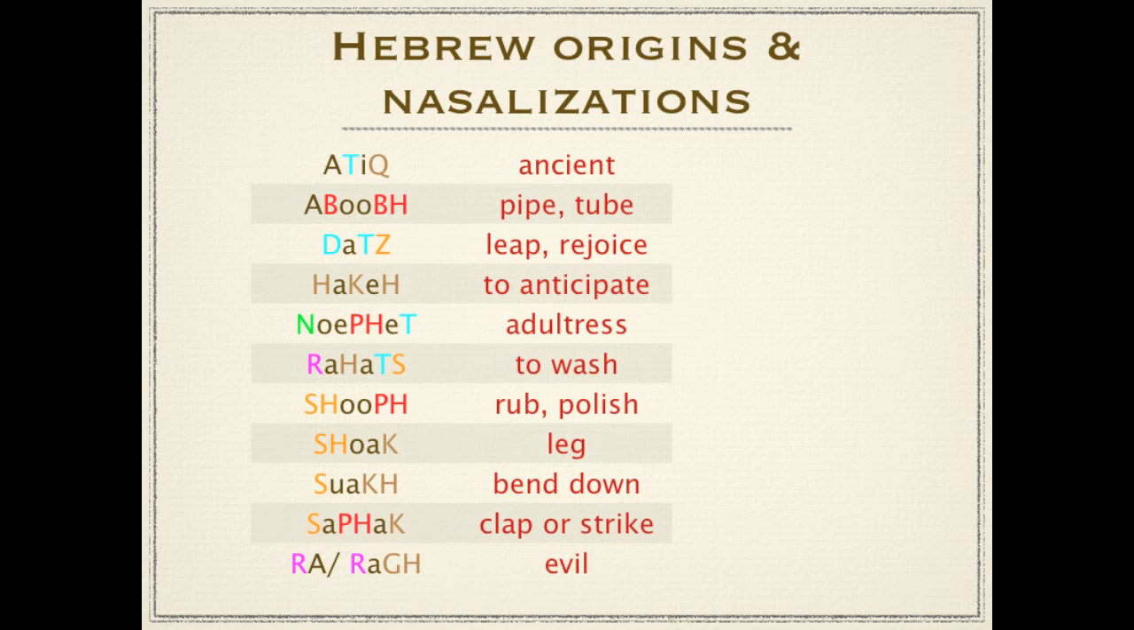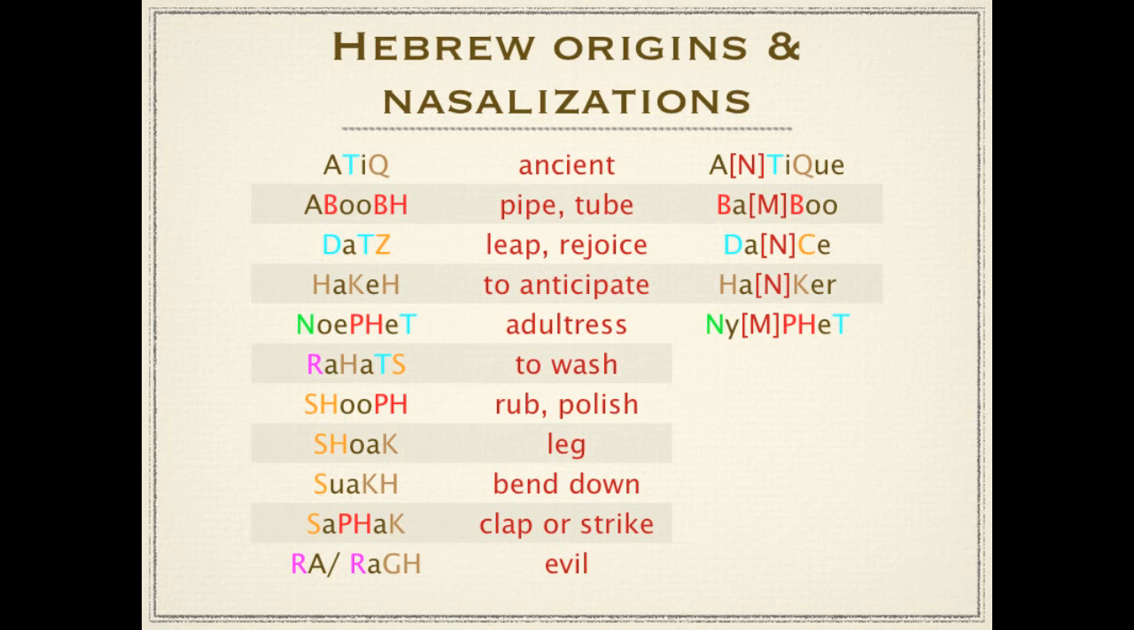Here's a list of Edenic words. I'll tell you the meanings, and you see if you can come up with the nasalized English word before the correct answer appears. Atik means very old. Abub is a hollow reed or pipe. Dats is to leap in joyous exultation. Hake is to look forward to something. Nofet is a flirty adulteress.